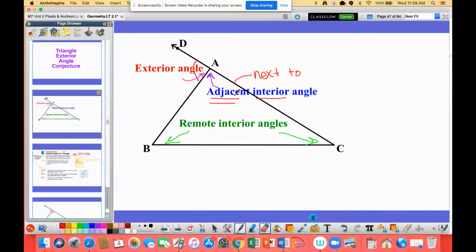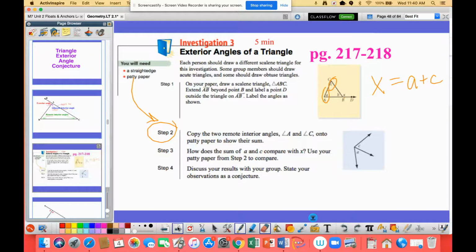Adjacent, interior. And then the other two angles down here, in this case B and C, these are the remote interior angles. Again, interior is inside, and remote, they're not right next to, they're a little farther away. So B and C are the remote interior angles. Make sure you have that drawn and everything labeled on it in your notes. And then you're going to open your textbook up to page 217 to 218.